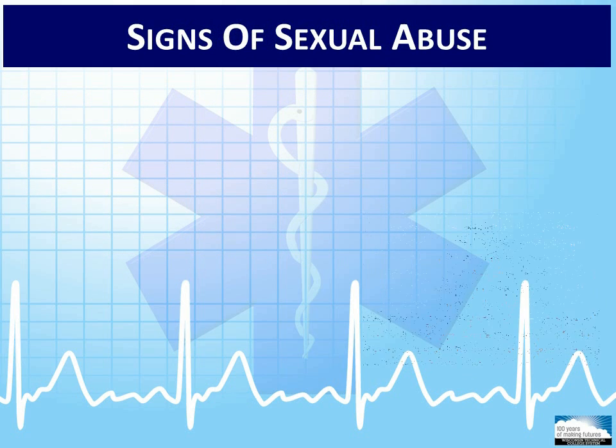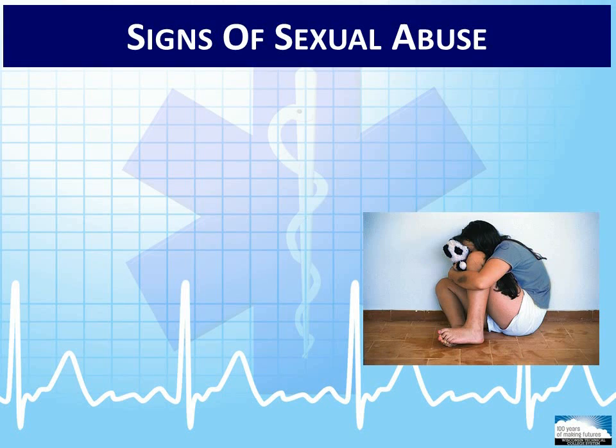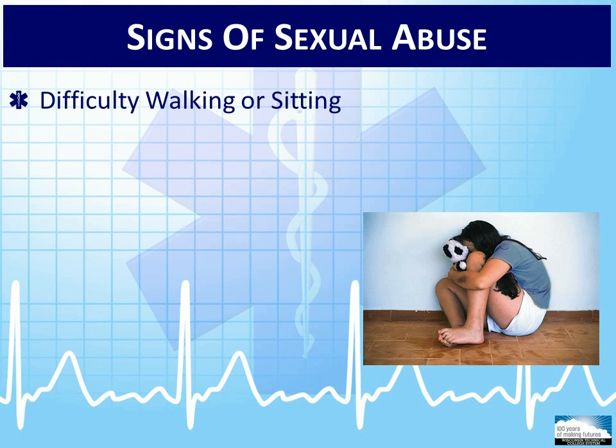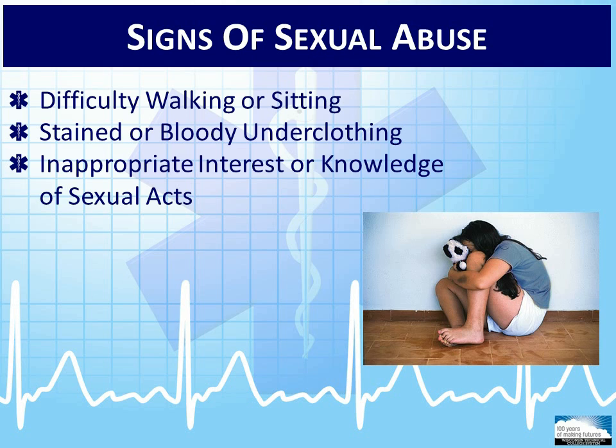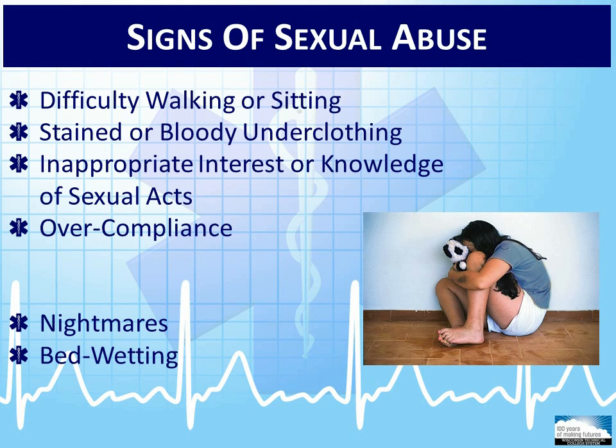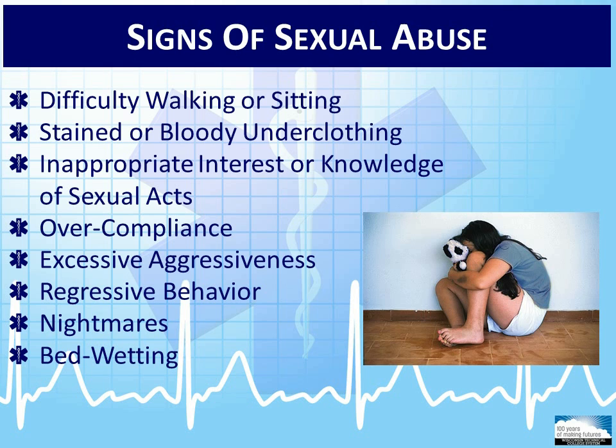Sad as it may be, sexual abuse can occur to anyone regardless of their age or gender. This may also include infants, toddlers, and other young children. Some of the signs an EMT may discover during assessment of a pediatric sexual abuse victim include difficulty walking or sitting, stained or bloody underclothing, an inappropriate interest or knowledge of sexual acts, nightmares, or bedwetting. Overcompliance with physical exams, regressive, or aggressive behavior are also potential red flags. Fear of or a lack of connection or eye contact with a specific person or caregiver should also raise the EMT's suspicions.